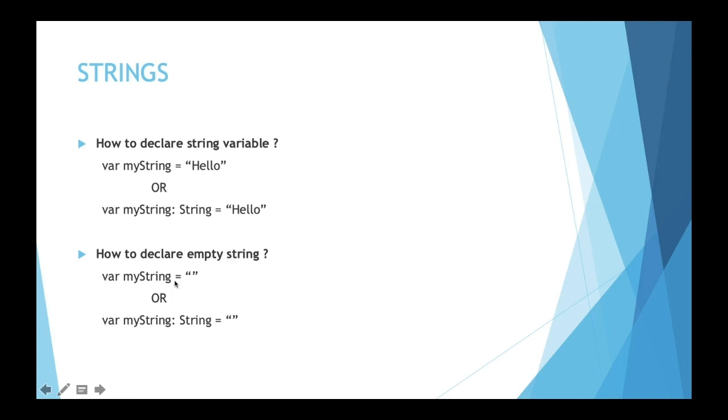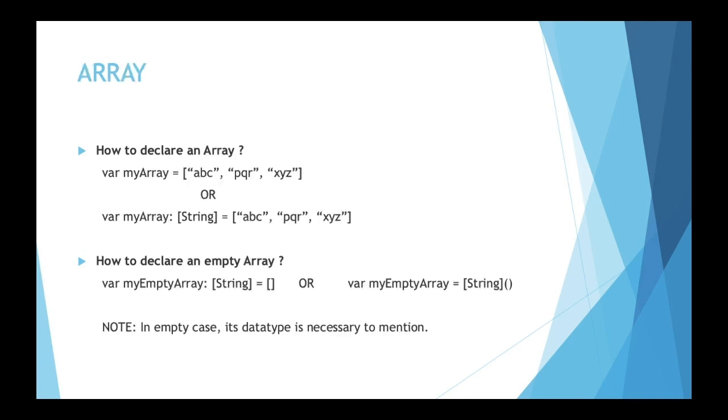Here it is important that var myString equals double quotes represents an empty value, right? But it's always better when you are declaring an empty variable to give its type annotation. It's a good practice. One more thing, I will also discuss strings in deep detail in some other video. I'm just discussing the overview here.